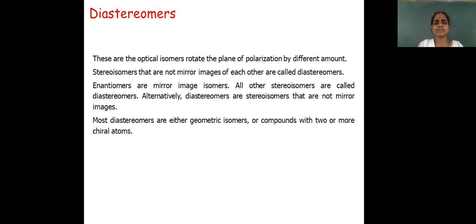So diastereomers. You will see the enantiomers, which are mirror images of each other. But diastereomers are the non-mirror images. That means even these isomers can rotate the plane polarized light, but they are non-mirror images of each other. Such isomers are called diastereomers. So enantiomers are mirror images, whereas diastereomers are non-mirror images. That is the definition of a diastereomer.